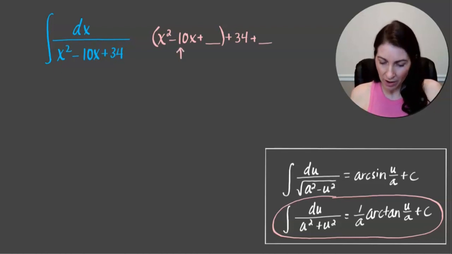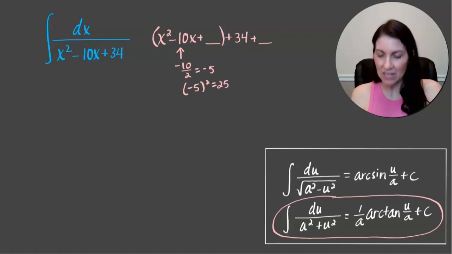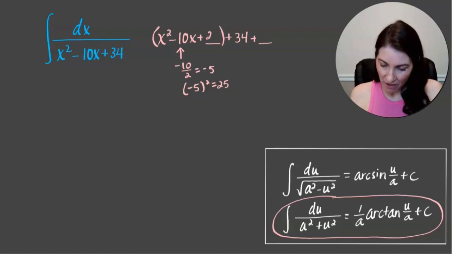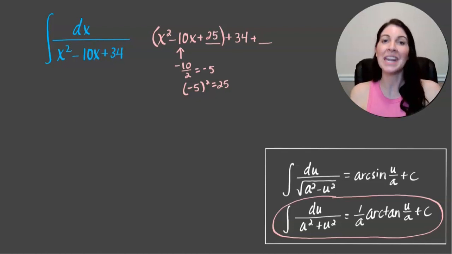To complete the square, I take the coefficient of x and I divide it by 2. Then I square that number, and this will always be the case. You'll always divide it by 2 and square it. So that would give us 25. Now, I can't just go in and add 25. I need to undo what we just did. So I will need to go back and subtract 25.